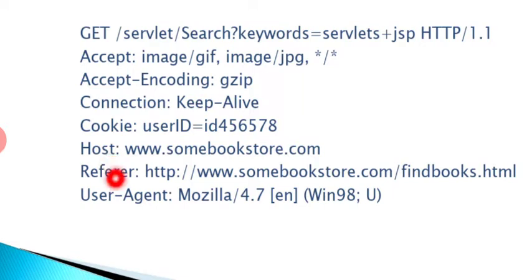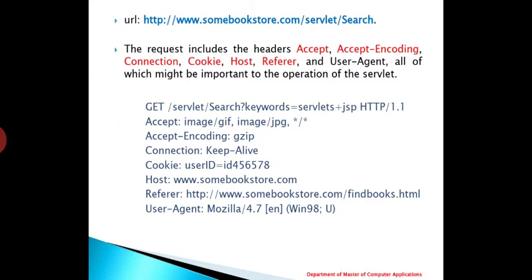And lastly is the user agent. This header identifies the browser or other client making the request, and can be used to return different content to different types of browsers. Here in this case, we are using an example called Mozilla. You might be using Internet Explorer, Google Chrome, or Safari. Every time it takes care of how the content has to be displayed on the different browsers. That is the user agent. So this is all about the request we are generating here.